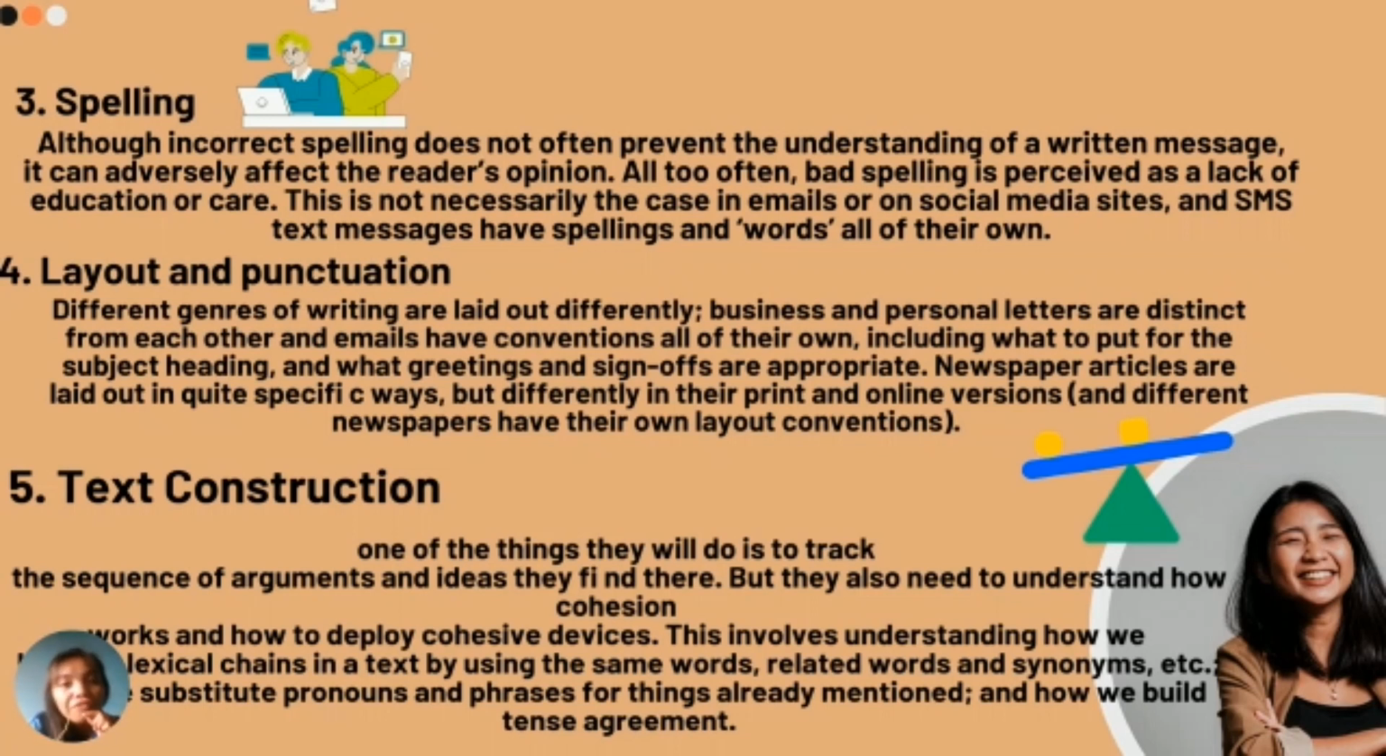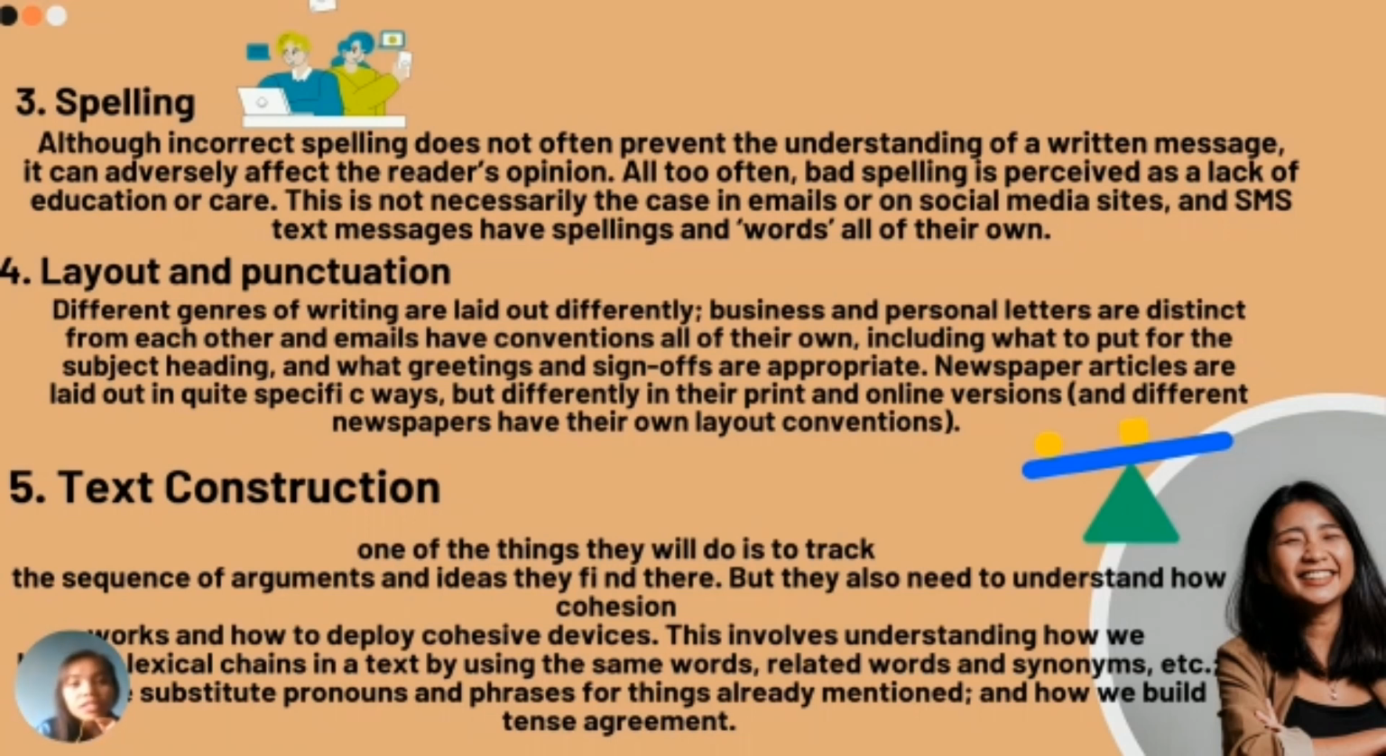And the fourth, layout and punctuation. Different genres of writing are laid out differently. Business and personal letters are distinct from each other, and emails have conventions all of their own, including what to put for the subject heading and what greetings and sign-offs are appropriate. Newspaper articles are laid out in quite specific ways, but differently in print and online. Different newspapers have their own layout conventions.